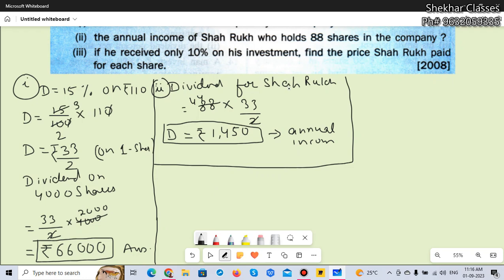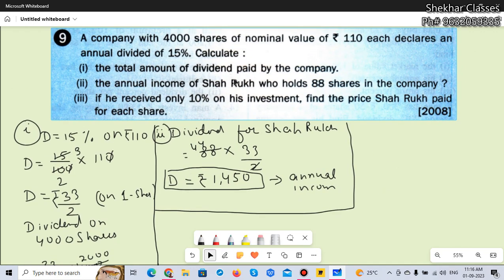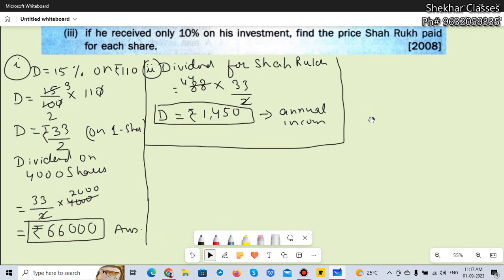If he receives 10% on his investment. So see, he had not bought the shares at the rate of 110 rupees each. He must have got it at some higher rate, right? This is why his earning percentage is 10%, but the dividend is 15%. Got my point? Remember, if the earning is less, it means he must have bought it at a higher price. Simple.